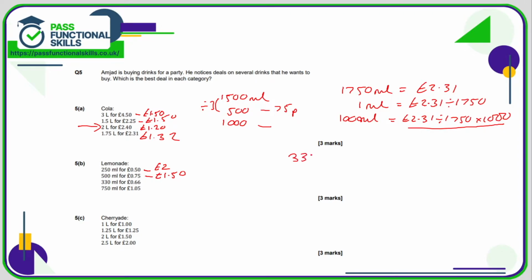This one's a bit harder. If 330 millilitres is 66p, what I'm going to do is work out what 1 millilitre is, which is going to be 66 divided by 330, which would be a tiny number, so I'm not even going to work out what that is yet. So 1,000 millilitres is what 1 millilitre costs times 1,000. And if 1 millilitre is 66 divided by 330, then 1,000 is 66 divided by 330 multiplied by 1,000.